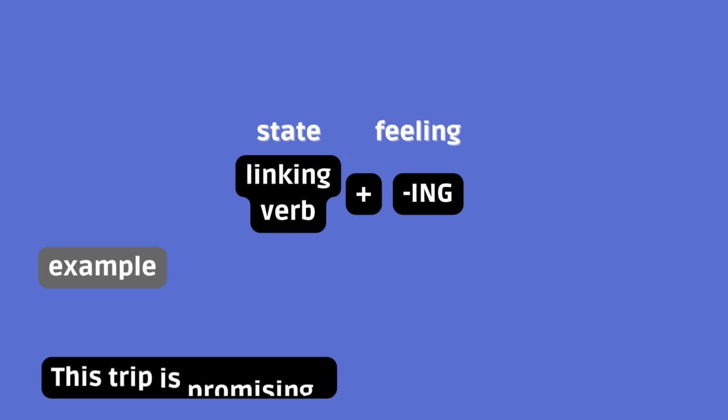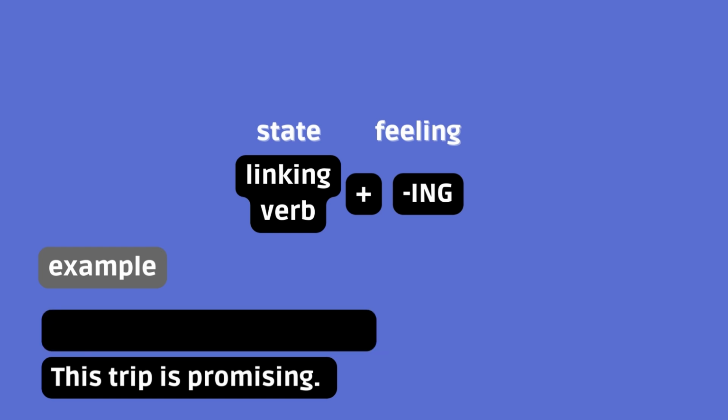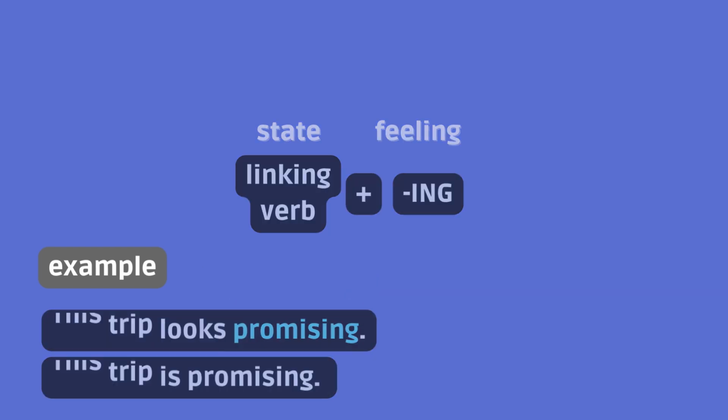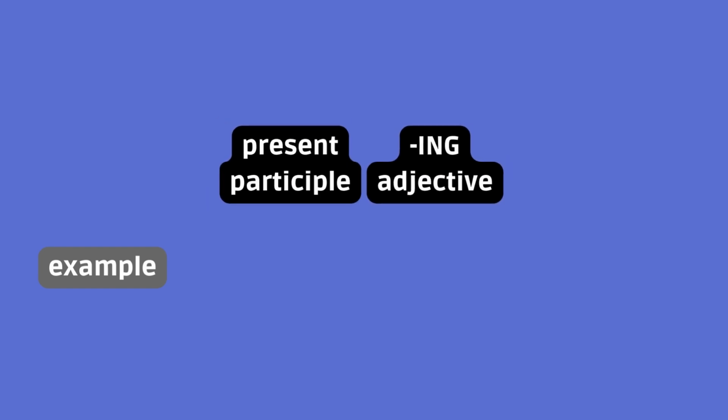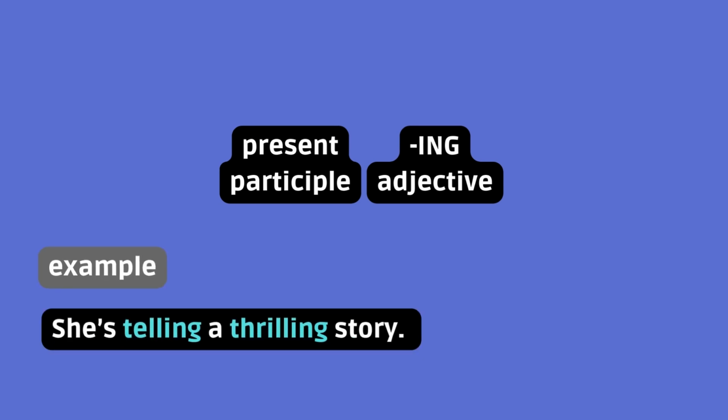This trip is promising. The sentence basically means the same as with looks, proving we're dealing with a linking verb followed by an adjective ending in ing, promising. By the way, you can absolutely find both a present participle and an ing adjective in the same sentence. Example, she's telling a thrilling story.